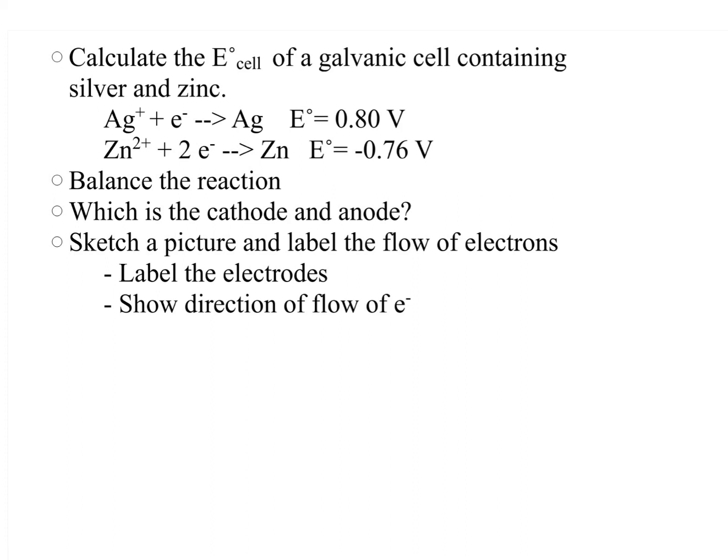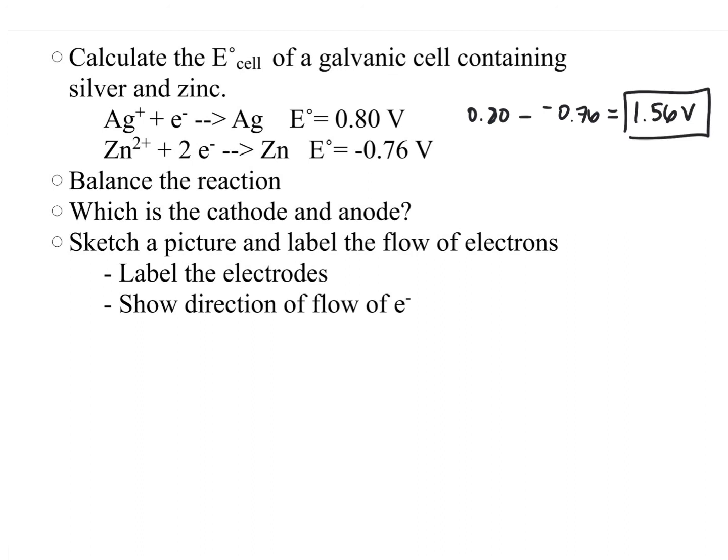Calculate the cell potential of the galvanic cell, or what is referred to as a voltaic cell, with silver and zinc. And I've got the reduction potentials of silver and the reduction potentials of zinc. So the first question is, calculate the E cell. So I take the larger one minus the smaller one, and I take 0.80 minus a negative 0.76. When you subtract a negative, it becomes more positive. So the answer is 1.56 volts.